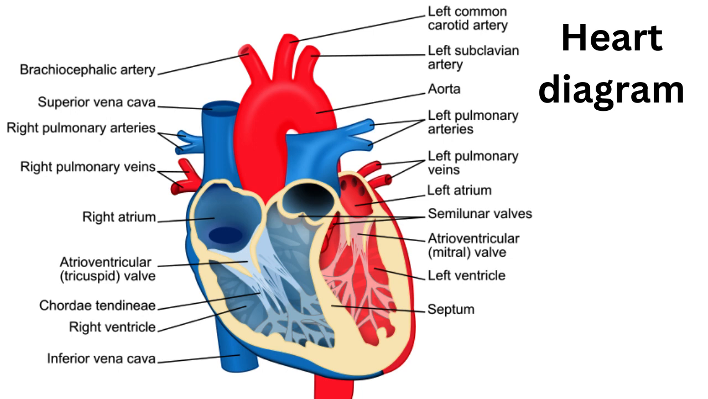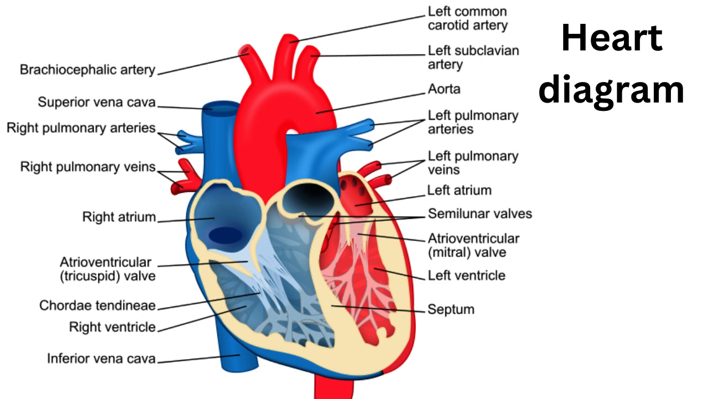The tricuspid valve is located between the right atrium and the right ventricle, and the mitral valve is located between the left atrium and the left ventricle. These valves open to allow blood to flow from the atria to the ventricles, and then close to prevent blood from flowing back into the atria.